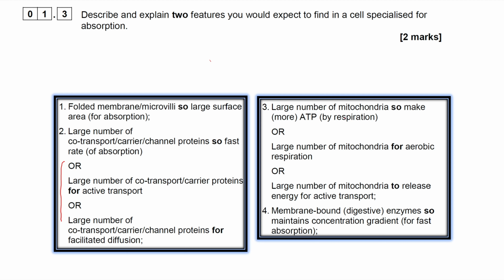Or you can say a large number of mitochondria, so make more ATP by respiration, and that will provide energy. Or you can say in a different way. And finally, you can say membrane-bound digestive enzyme, so maintains concentration gradient for fast absorption. So you can mention any 2 of these points. Let's move on to the next question now.